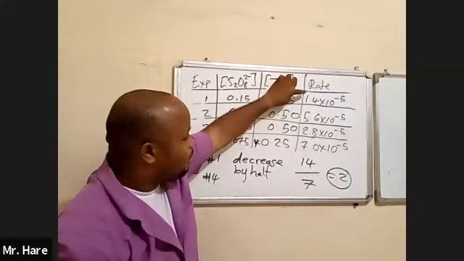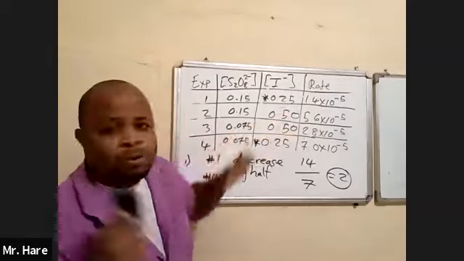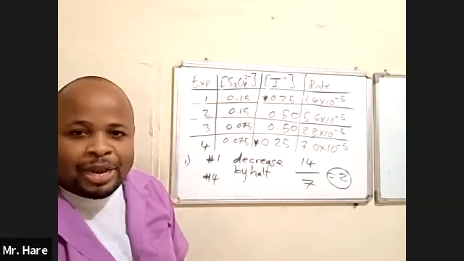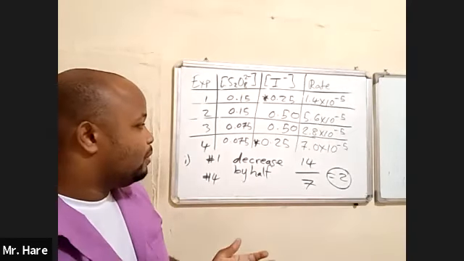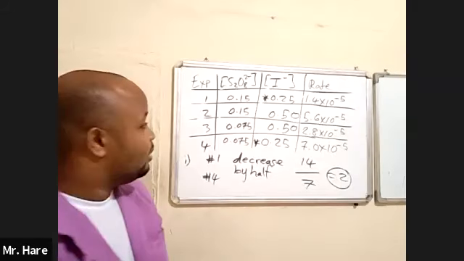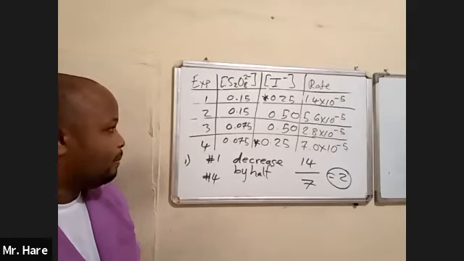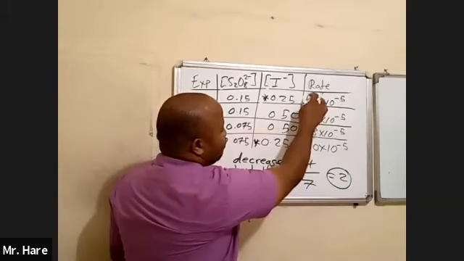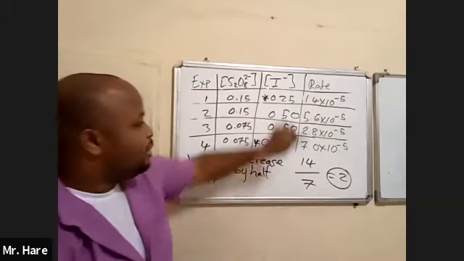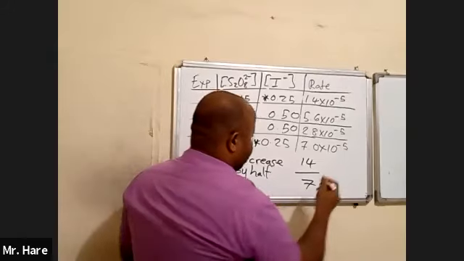When you're going from experiment 1 to experiment 4, how did the rate change? Did it double, triple, drop by a half? How did it change? That is what we need to know. If it starts with 1.4, it goes down by a half. Exactly. It wouldn't be 1.4, it would be 14. So the rate decreased by a half. Good.